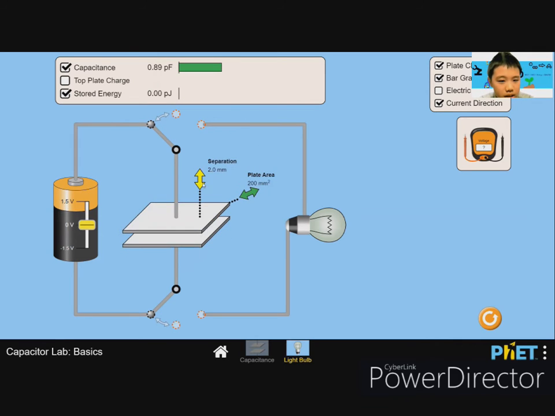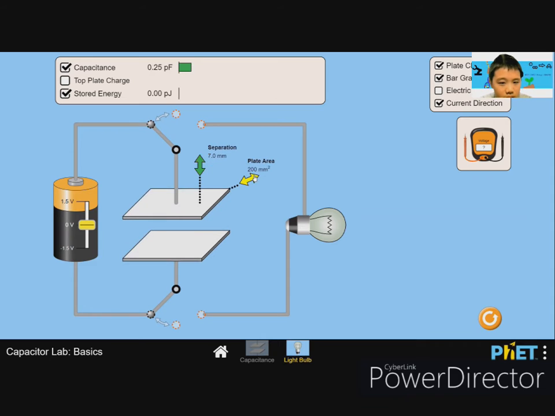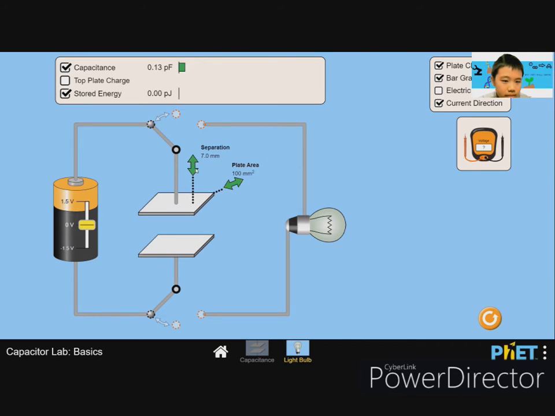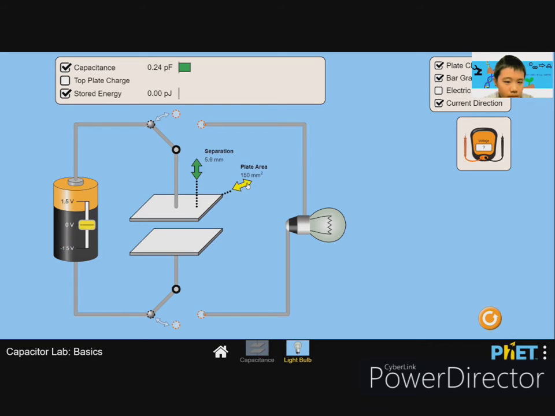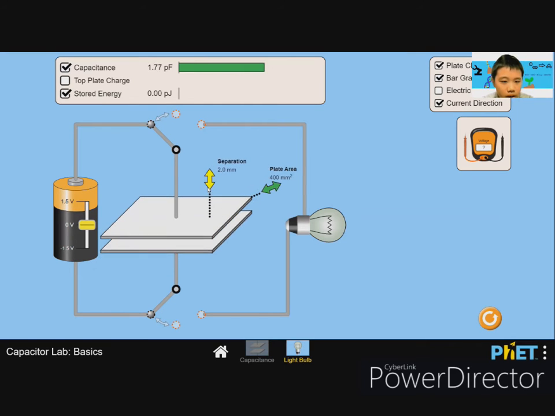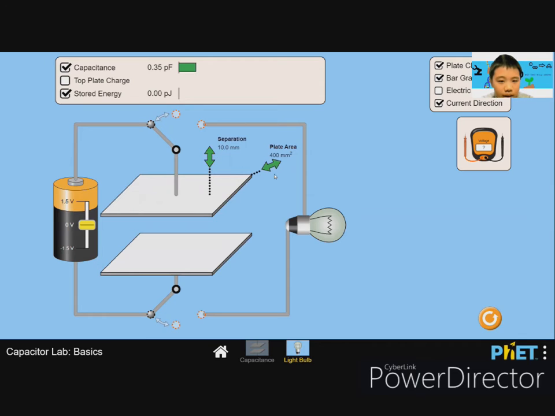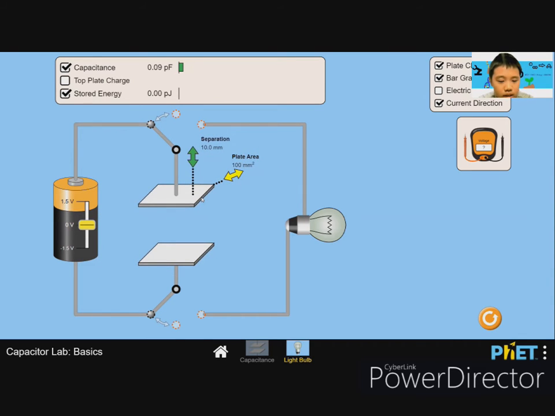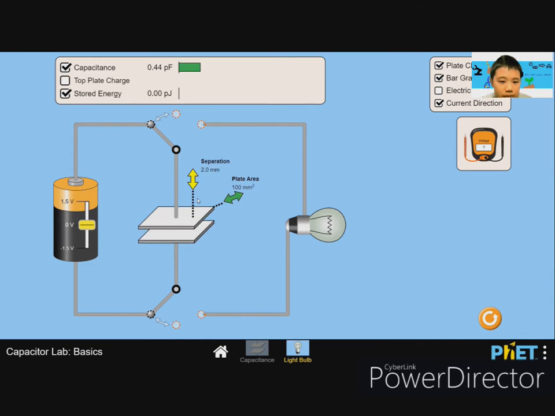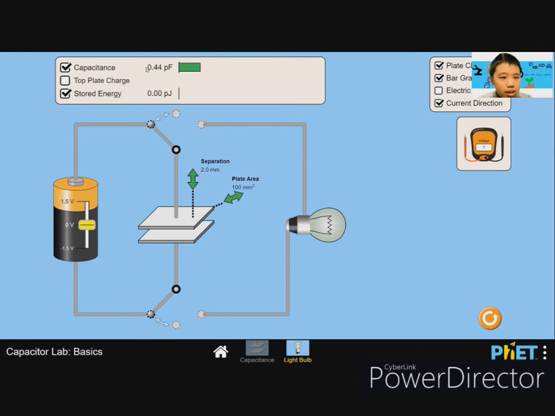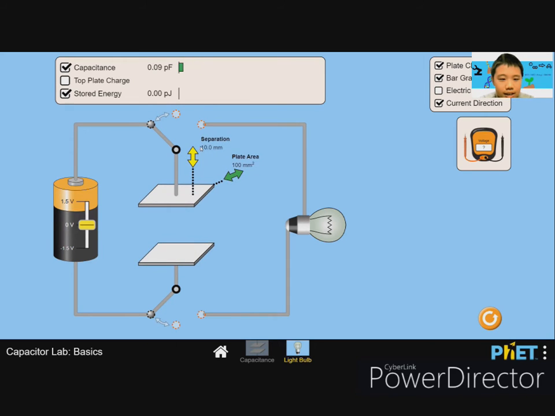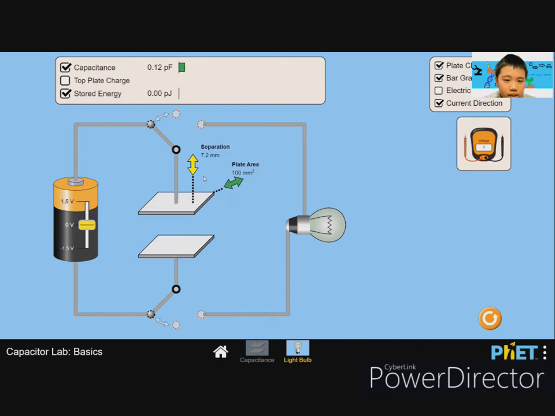I'm using this because you can adjust the separation here, and you can also adjust the plate area. So if we make the plate area very large and the separation a lot, or make the plate area very small and make the separation a very small amount, we can change the capacitance and the stored energy. As you can see, the capacitance is changing as I change the separation.